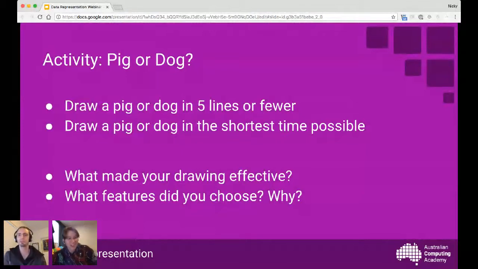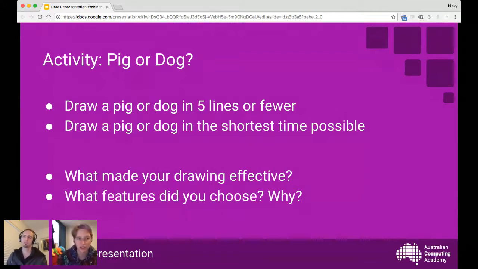There's also... And you're talking about redundancy, look at drawings, right? Coming back to our pigs. So here's an activity where you can do that same activity where we draw a pig or a dog or a cat or a horse or whichever one you'd like, but using fewer lines or in the shortest possible time. And you think about the features that are making this an effective drawing. Can it still be understood?